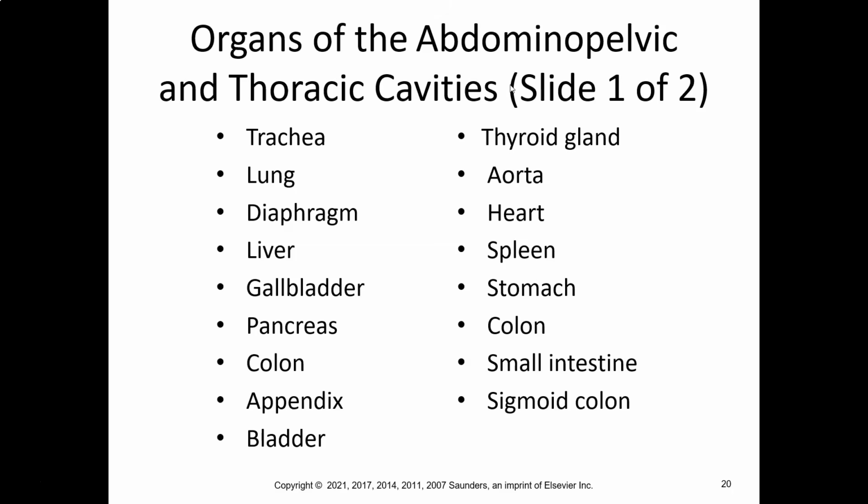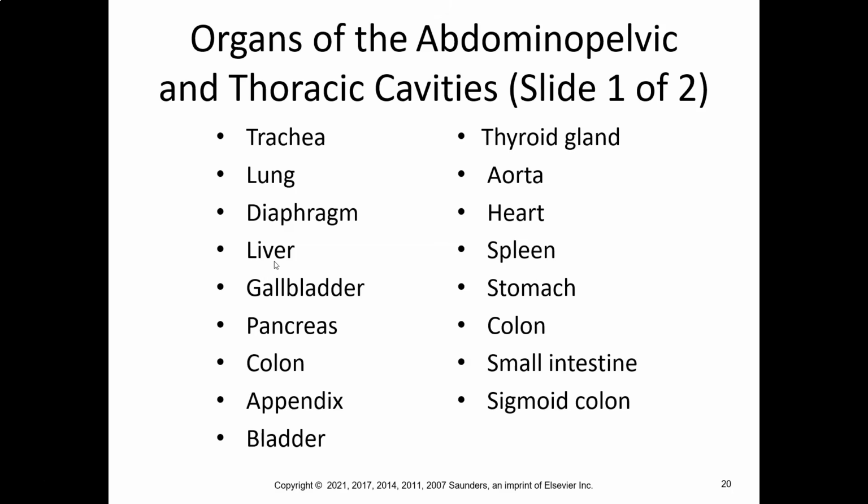Organs in abdominal, pelvic, and thoracic cavities. You've got the trachea, the lung, the diaphragm, the liver, gallbladder, pancreas, colon, appendix, bladder, thyroid, aorta, heart, spleen, stomach, colon. When you look at these, you always want to say, okay, can I point to the trachea on my body? So point to the trachea. Then point to where the lungs are. Point to where the diaphragm is.